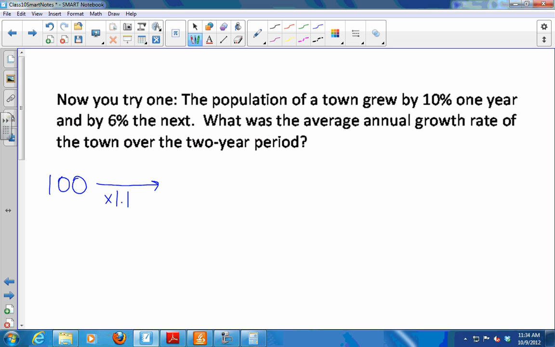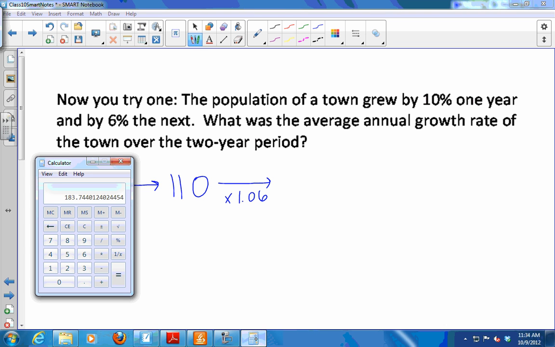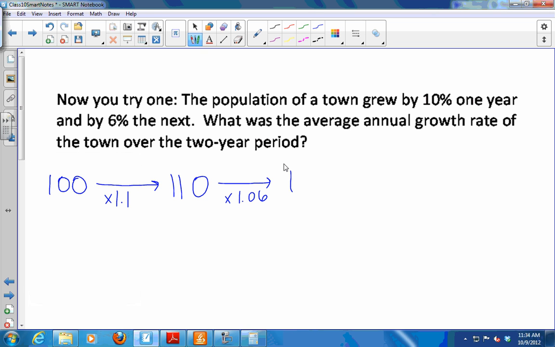Okay, so we grow by 10% first, and you get 110, right? Then you have to take your 110 and grow that by 6%. To grow by 6%, you multiply by 1.06. So 110 times 1.06 is 116.6.